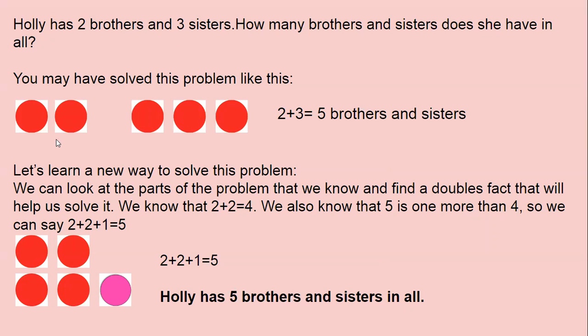Then you might have just counted how many you have all together like this. 1, 2, 3, 4, 5. And then figured out that 2 plus 3 equals 5. So she has 5 brothers and sisters. That is a great way to solve the problem. And if you use another strategy, those are all great ways to solve the problem.